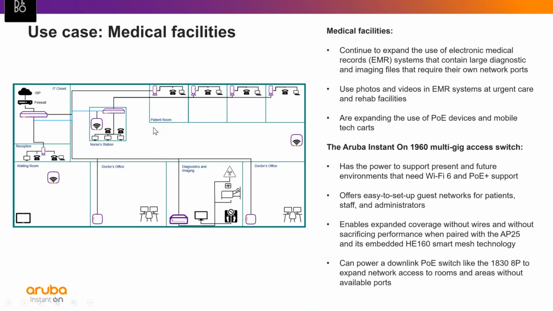So these are just a couple of different environments where you've got a requirement for enhanced throughput or PoE, et cetera, whether it be wired or wireless, and how the 1960 2.5 gigs a great fit in this environment.